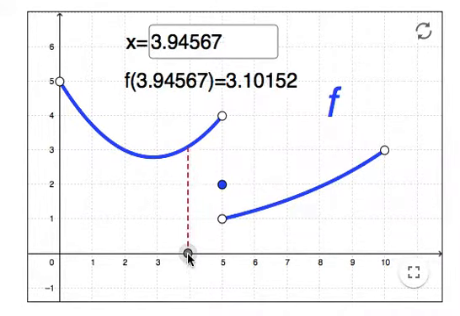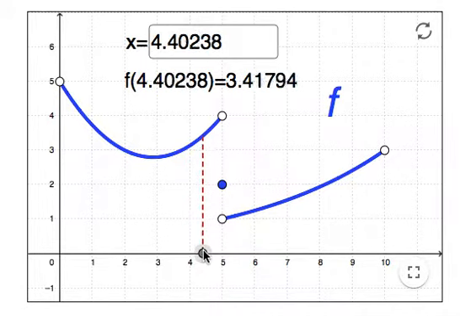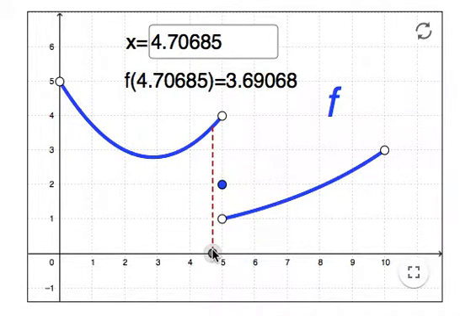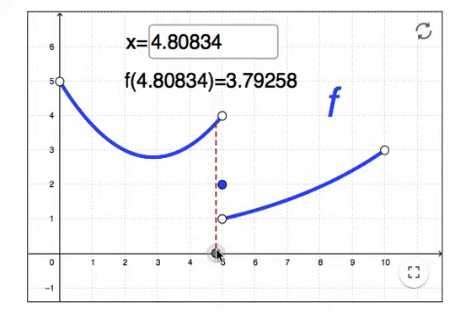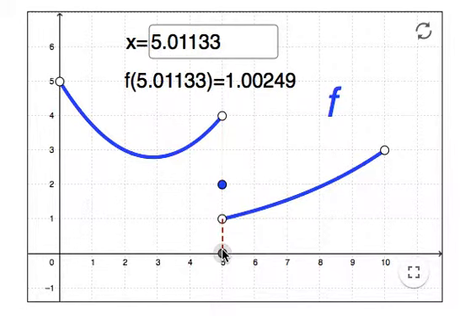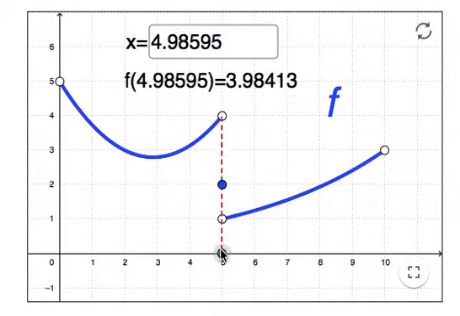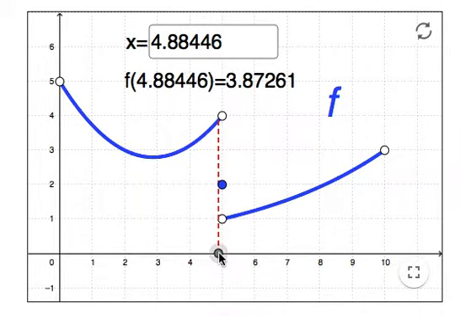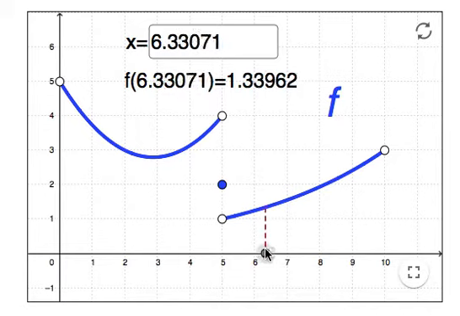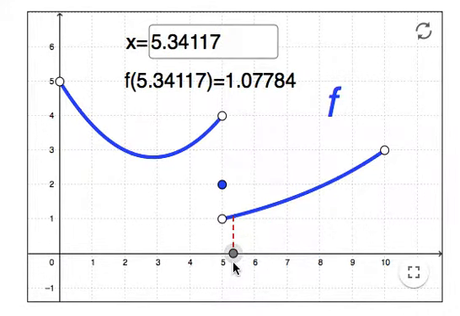However, as a one-sided limit, we can say that as it approaches the value of x equals 5, the y value is getting closer and closer to, looks like, 4. Then all of a sudden, it gets away from 4. But if I approach it only from one side, it looks like it's approaching 4. If I go from the other side, as I approach 5 from the other side, it looks like it's getting closer and closer to 1.